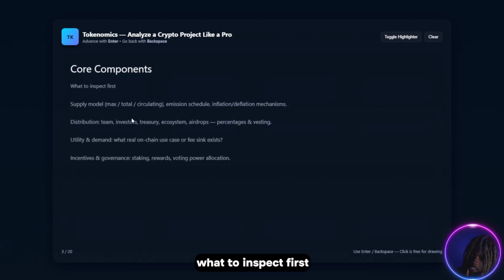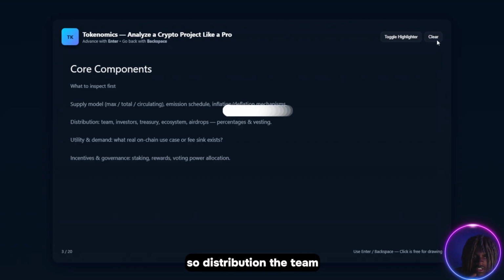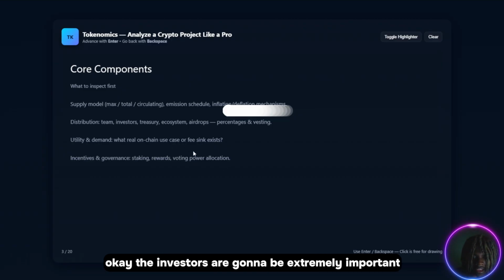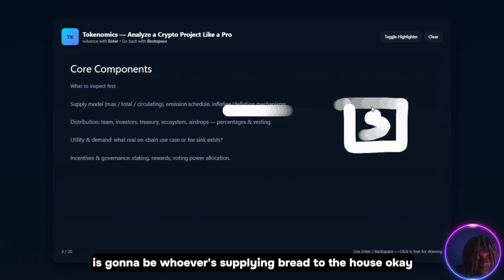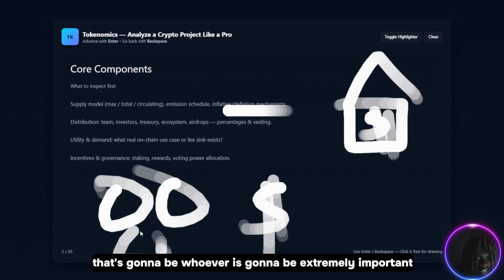So let's talk about some core components, what to inspect first. Supply: max, total, and circulating. Emission schedule, inflation, and deflation mechanisms as well. Distribution: the team and the investors inside of the project. The investors are going to be extremely important. Whoever's investing is whoever's supplying the money to the house. Whoever the party is supplying the money is extremely important.